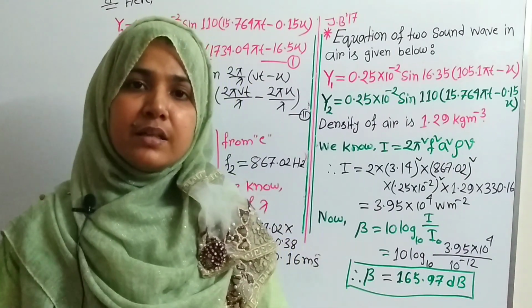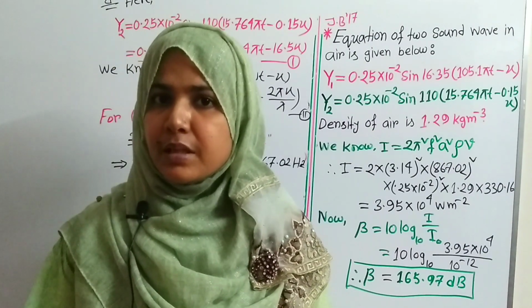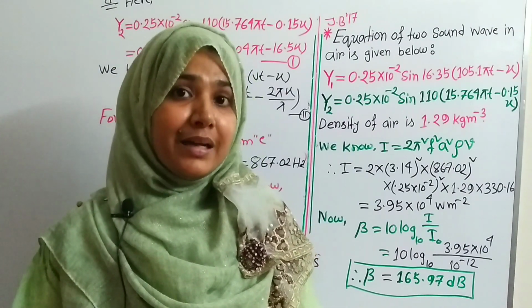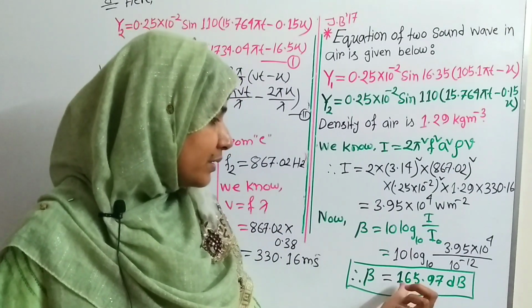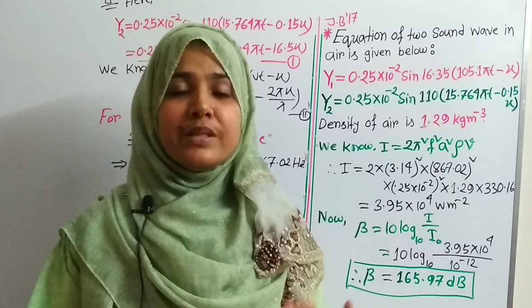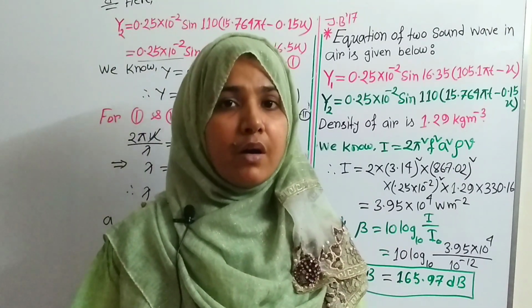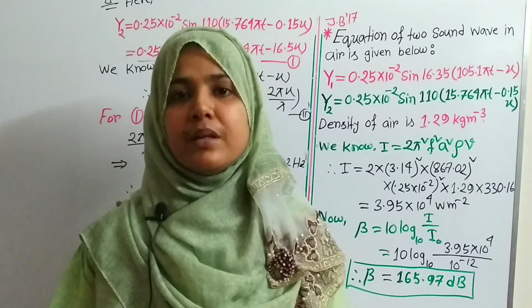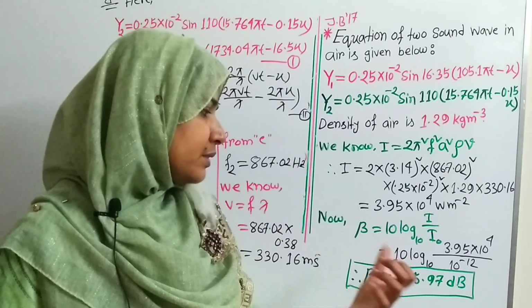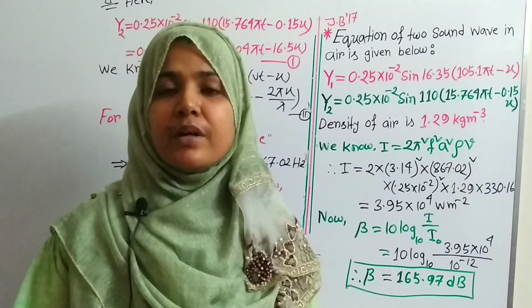You know that 50 to 60 decibel is a suitable sound level, and here we get the value 165.97, which is not suitable for hospital, not even for normal persons. So we say that this sound level is not suitable for the patients.